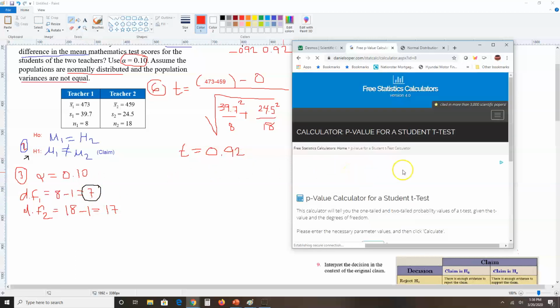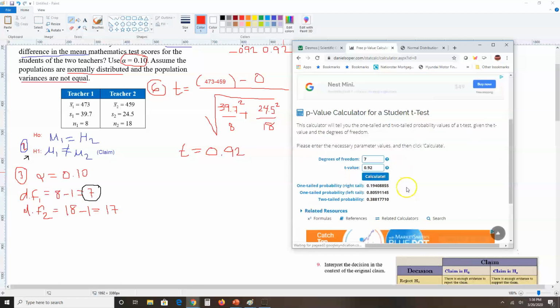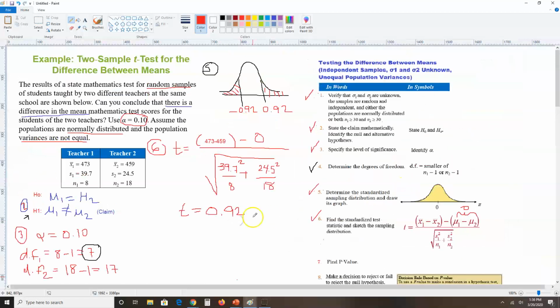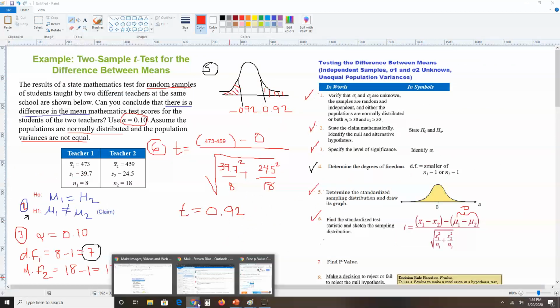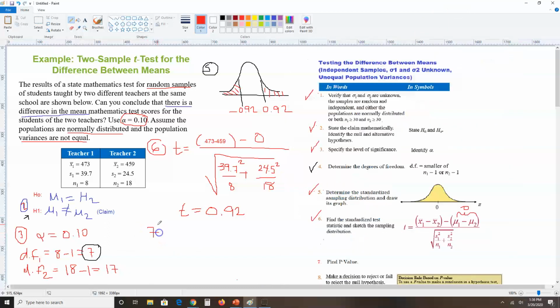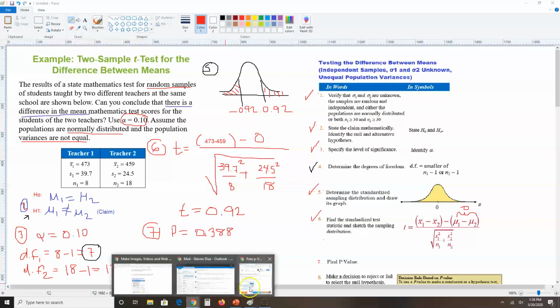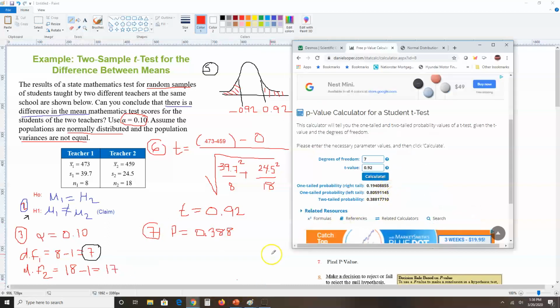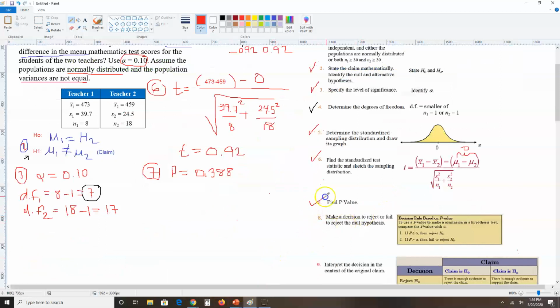Okay, and don't forget you're going to get 3 answers. Which answer you're going to use depends on your picture. So my picture is a two-tail, so I'm going to use the last one. So my p-value is, usually p-values are 3 decimal places, so it will be 0.388. So this is step 7, and I'm looking for my p-value, so 0.388. Let me verify that I put that number correctly. Yes, I did. And we did step number 7.